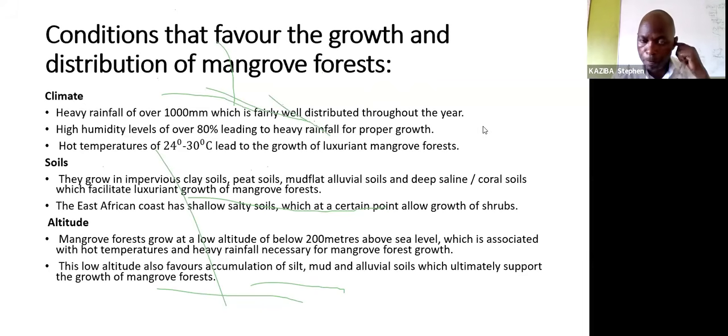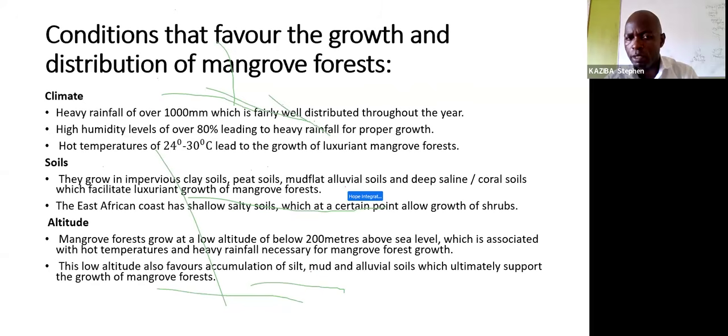Now, we look at the factors. They can say, to what extent is climate responsible for the growth and distribution of mangrove forests. So when they say to what extent does climate influence, of course, you start by locating, give us all the characteristics, state the extent, give the role of climate, give the role of other factors. So climate is divided into three.